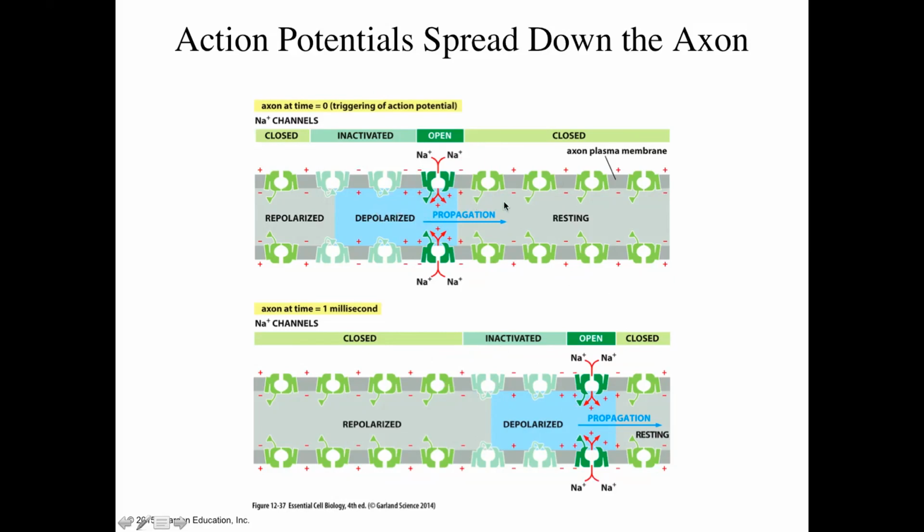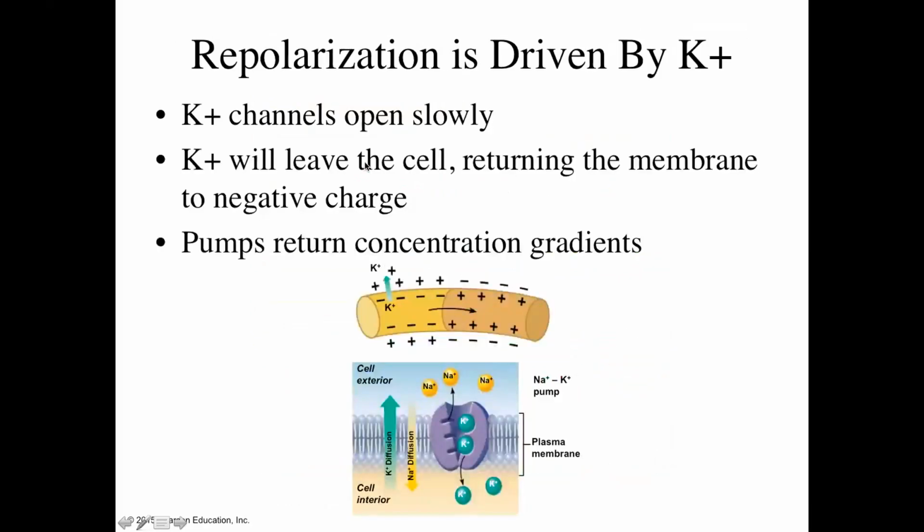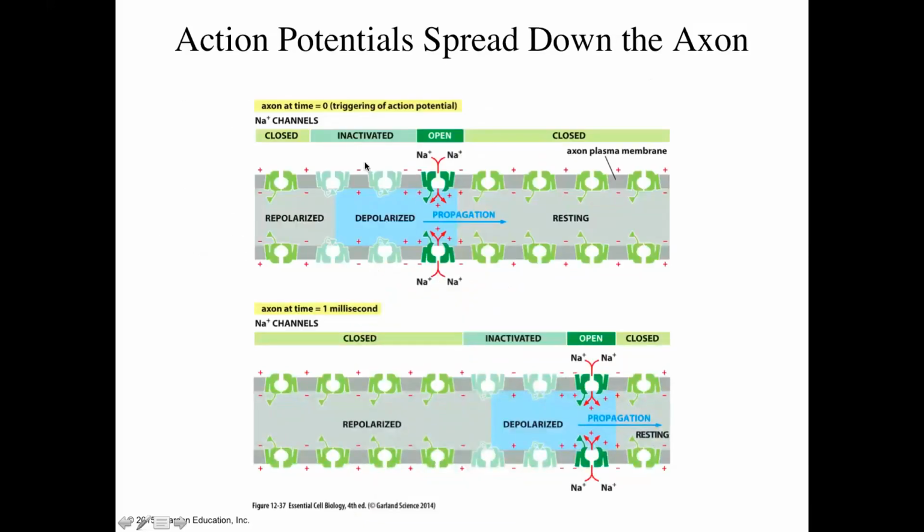So the inactivation of our sodium channels, step 3, keeps the signal from moving backwards. It has to keep moving forward because the channels behind it can't do anything. They need to rest. The second phase of our action potential. So the first phase is that depolarization driven by sodium. That positive charge coming into our axon and moving down the axon is driven by sodium.